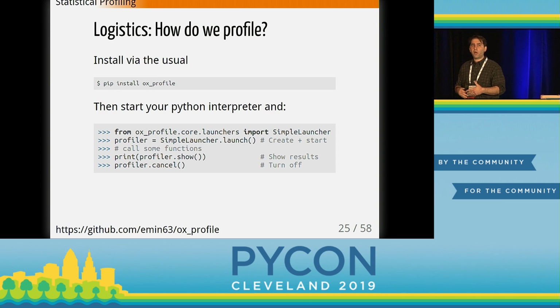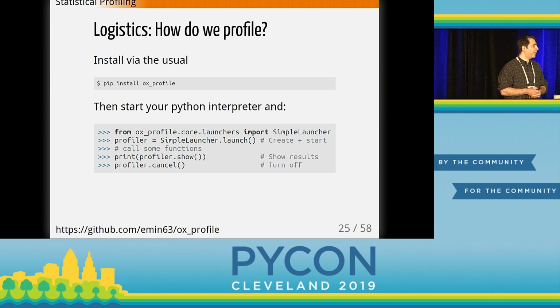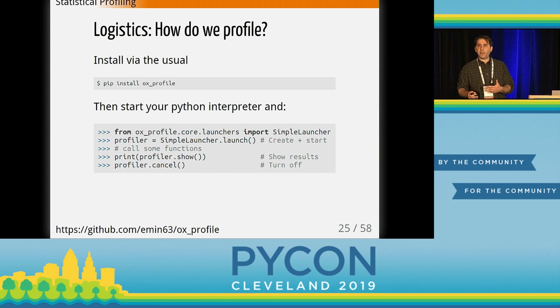And then you just go on, run your code as normal, start your web server, run your game, call your URL functions, and so on. And then at some point later, when you want to see the profile, you call profiler.show, and it'll show you the profile, and you'll see what's going on in your program. And then if you want to cancel it, you call profiler.cancel. So relatively easy to use.